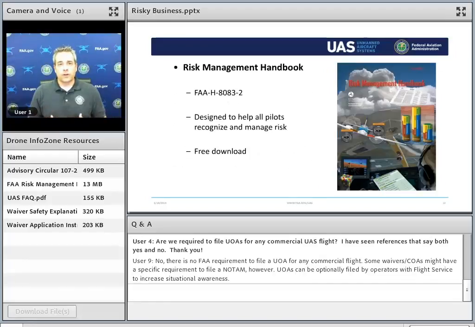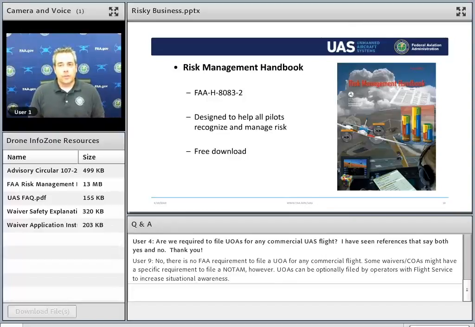So here's our task. Help. We want to help you improve your risk management skills, thereby increasing your chances of obtaining a certificate of waiver. Again, we want to help you increase your chances of getting a certificate of waiver, and a big key component of that is risk management. So most of the information you're going to see today comes straight out of our risk management handbook.